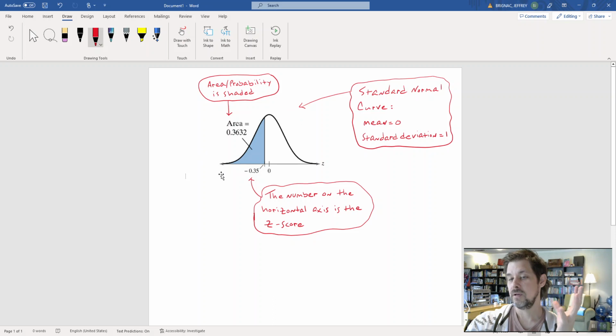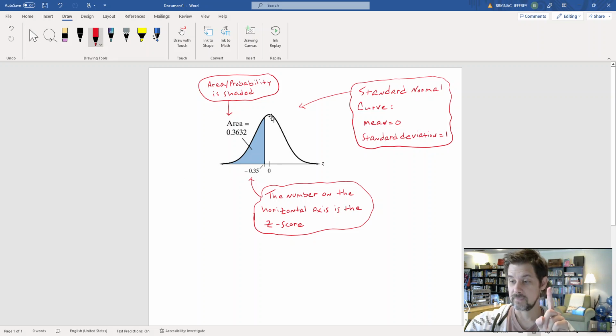And so there's two numbers with regards to this curve that we'll need to know about. One thing is the area of a certain portion of the curve. Here, the part that's shaded in blue is the area of the curve, and it says it's 0.36. The total area under the curve is going to be 1 if it's the standard normal curve. But nonetheless, that is the area of the portion of the curve that you see there.